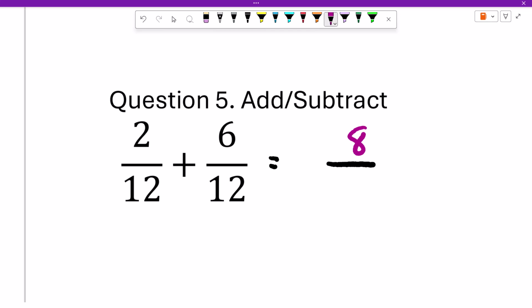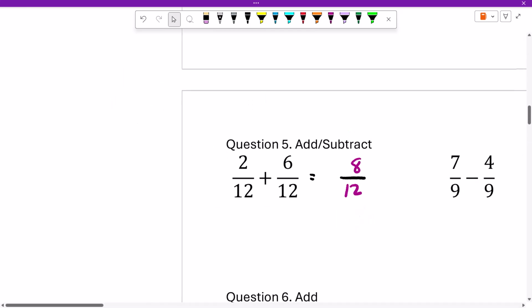What goes on the bottom? 12. Remember, adding, subtracting, we're counting. We have 2 12s over here. We have 6 12s over here. Altogether, we have 8 of them. 8 12s. All right? So as long as the denominators are the same, we can do our adding and subtracting.